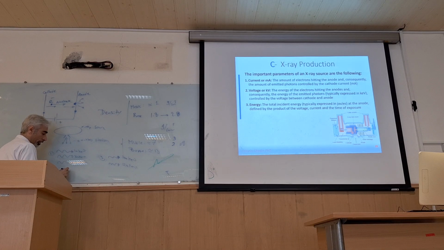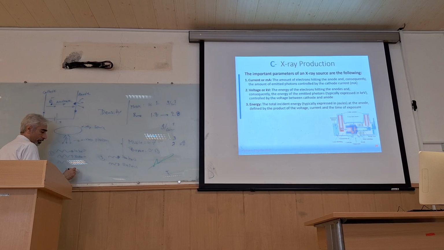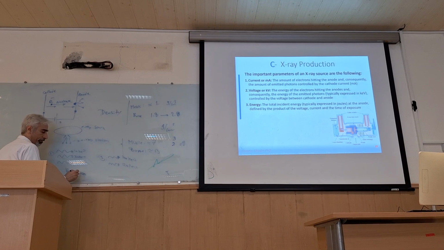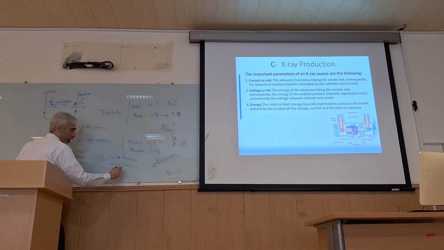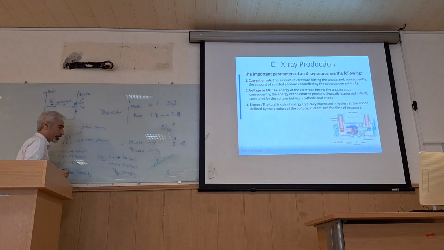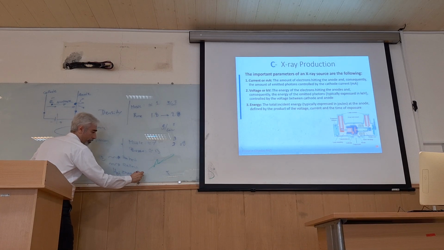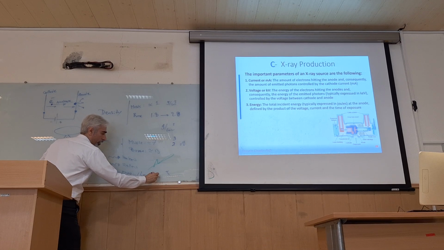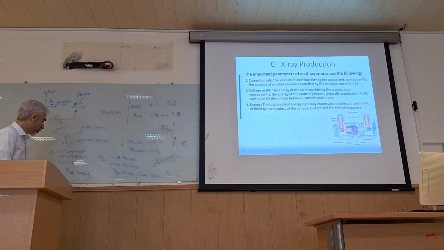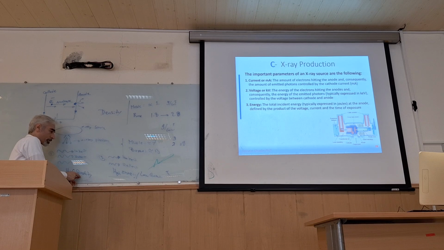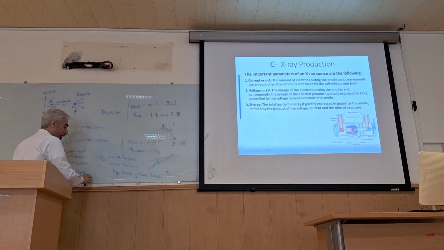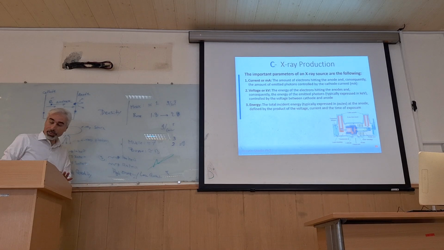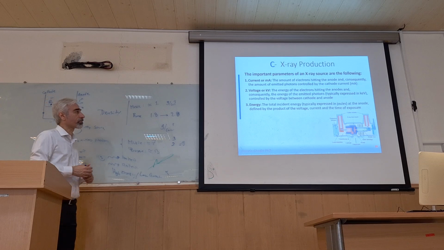Here we have high quantity. Here we have high energy, but low quantity. It means that we can control the quantity or number of photons. We can control the energy of photons. Both of them can be controlled by the user, who operates the machine.